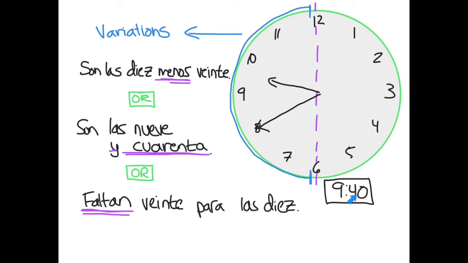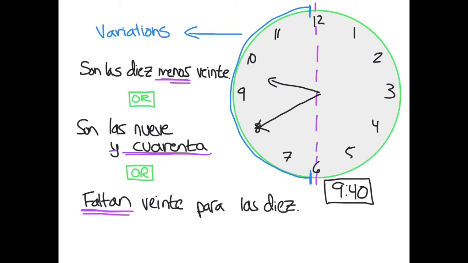But again, that means you'll have to know all your numbers up to 59 very well to be able to confidently get that second half. But again, perfectly fine. It's accurate. 9:40. Son las 9:40. The last version you might hear, faltan 20 para las 10. Literally, faltar means to lack or to miss. So it's saying 20 minutes are missing for 10 o'clock.